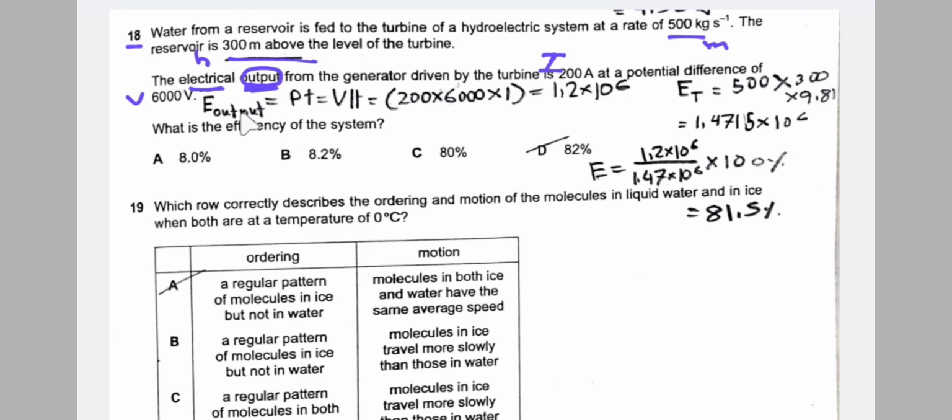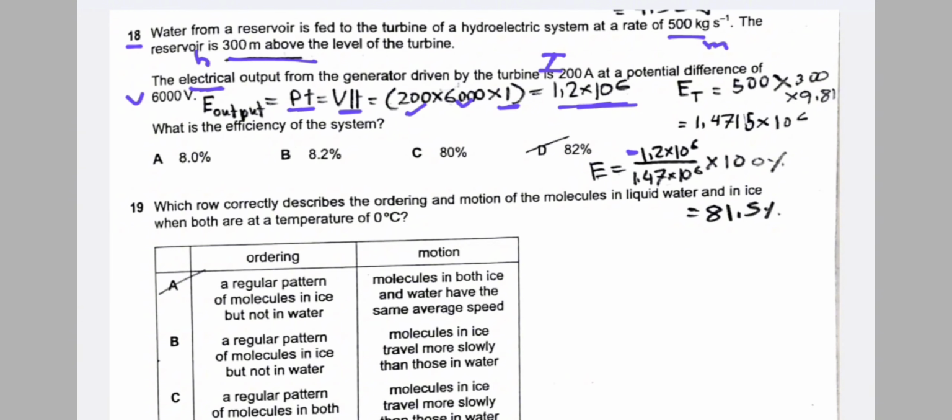So output is the electrical energy, that is power into time, that is voltage into current into time. We know the value of voltage, we know the value of current, and what is time? Since it is mentioned that this much kg per second, we take the time as 1 second. So this is the output energy, that is 1.2 into 10 to the power 6.